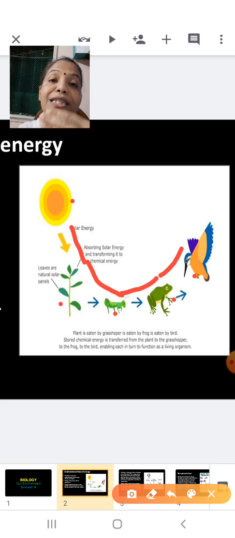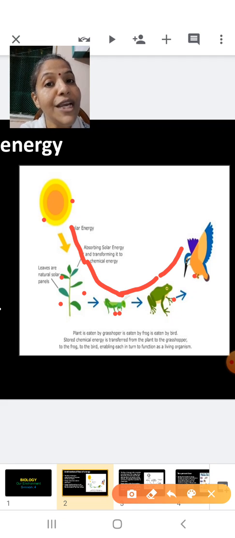Energy is moving from the sun to all other living organisms. At no point does a living organism give its energy back to the sun. It is not happening, so this is a unidirectional flow. But at the same time, when the solar energy is converted to chemical energy, some energy is lost as heat. Likewise, when the energy is taken up from the plant by the grasshopper, energy is lost in the form of heat, because it is transferred from one form to another as it moves from one organism to another.